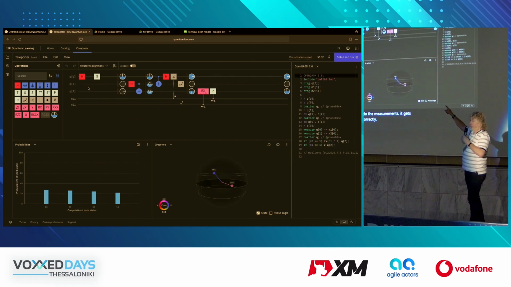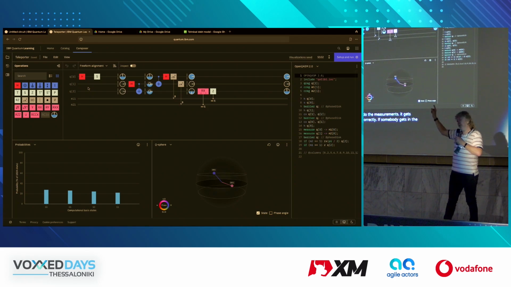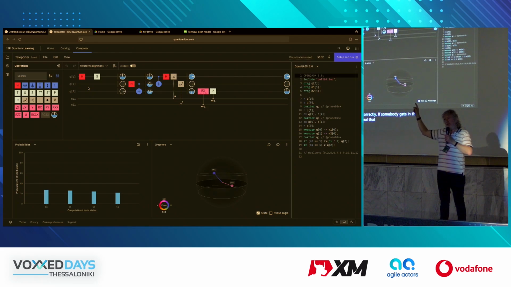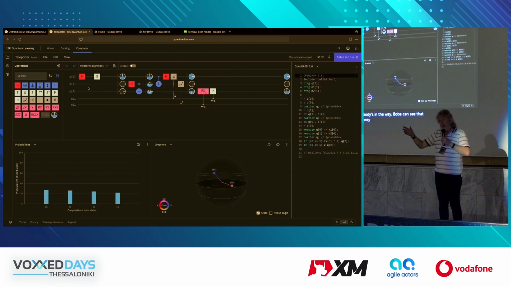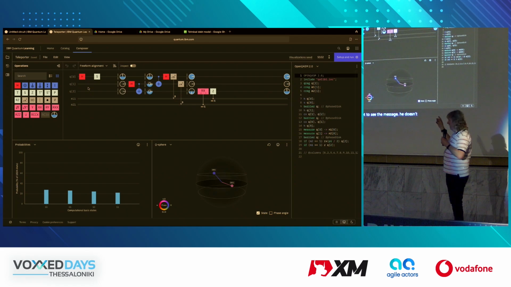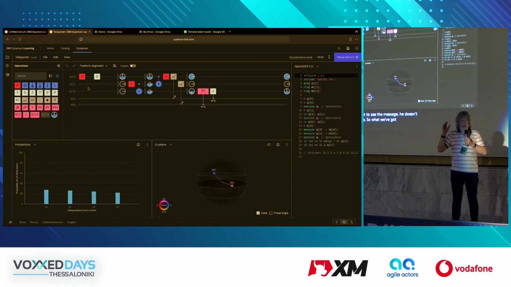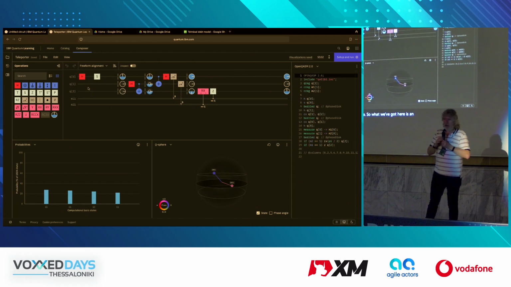If somebody gets in the way and tries to steal that qubit and tries to interpret it, then they destroy the state. It's not only that, Alice can see that somebody's in the way, Bob can see that somebody's in the way, and the somebody who's in the way doesn't get to see the message. He doesn't get to see the state. So what we've got here is an example of absolutely guaranteed, secure communication.